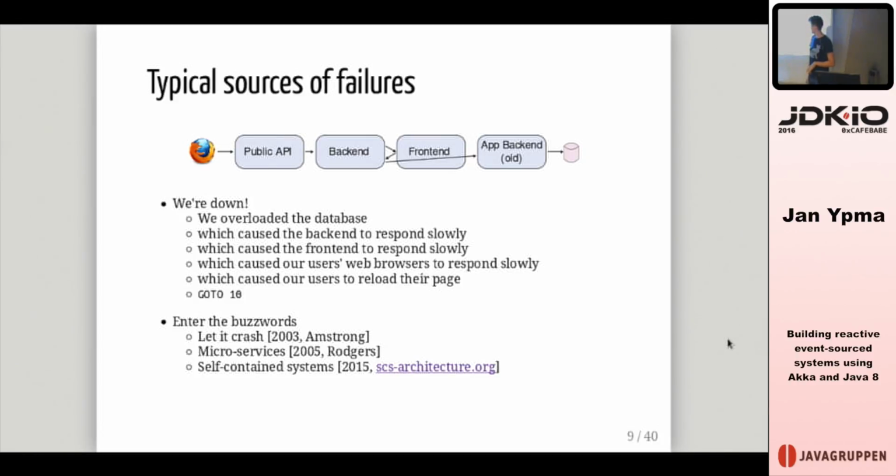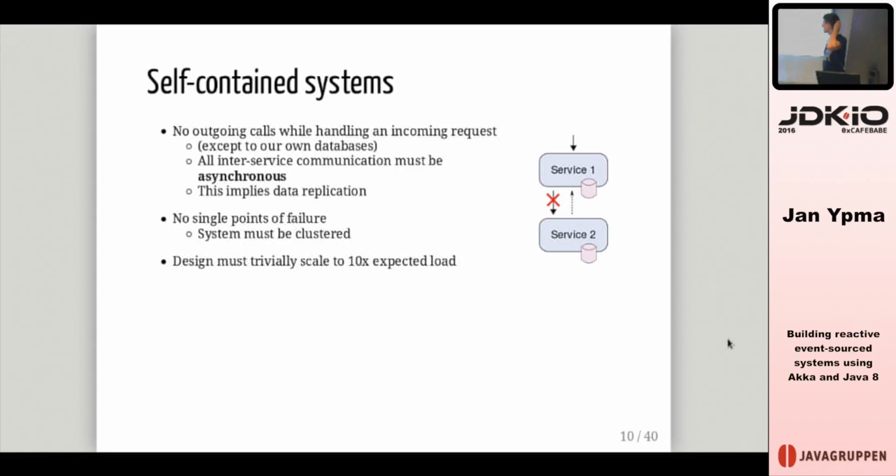But a more recent attempt that at least I discovered at giving a bit more sense to the discussion is the guys behind self-contained systems. And what they're saying is, well, they're saying a lot of things, but the thing that stood out most to me is, say that we have this service here, which is one component, one deployment unit, and it's serving an HTTP request to its API.